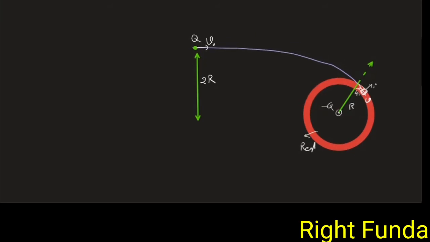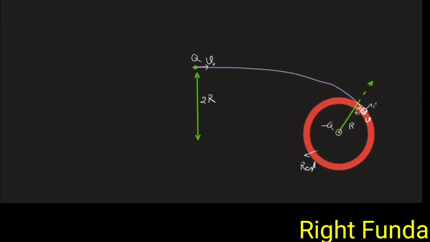So applying conservation of angular momentum for the system, the initial angular momentum Li is equal to the final angular momentum Lf, when it is striking at this point. The initial angular momentum of the particle is r cross p, which is equal to 2r, I will write here.